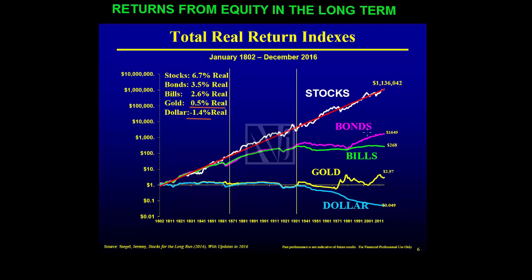Now coming to debt, bonds and bills, although they have performed better than gold over the years, yet the average real return from bonds and bills stands at less than 4%. And among all asset classes, equity represented by stocks has emerged as the winner. A dollar worth of equity back in 1802 is worth more than $11 lakh in 2016, while the second best, that is bonds, stands at just $1649.